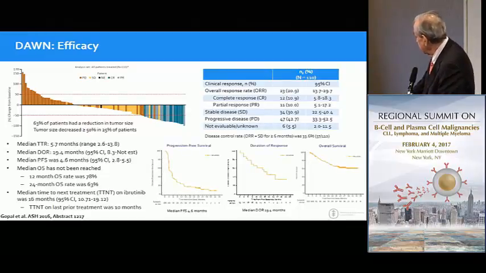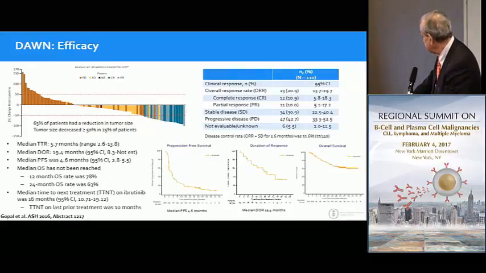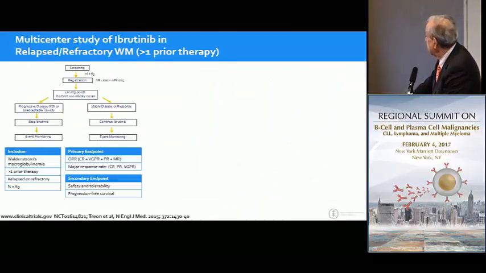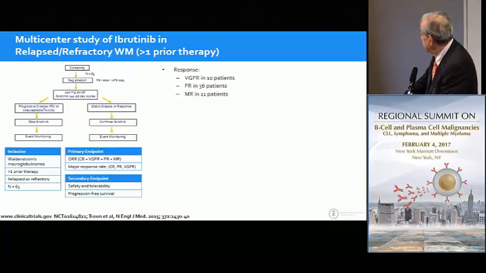And here are the time to event curves. You can see even with the duration of response, it's not plateauing, so these responses are only so good. Now, I said all indolent lymphomas are not created equal. Well, here's another indolent lymphoma, Waldenstrom's macroglobulinemia, treated with single agent ibrutinib.